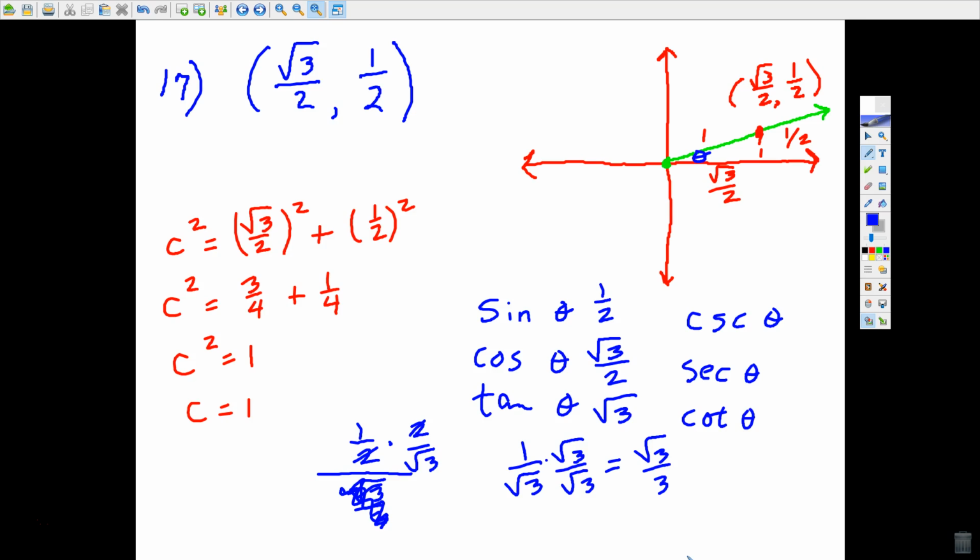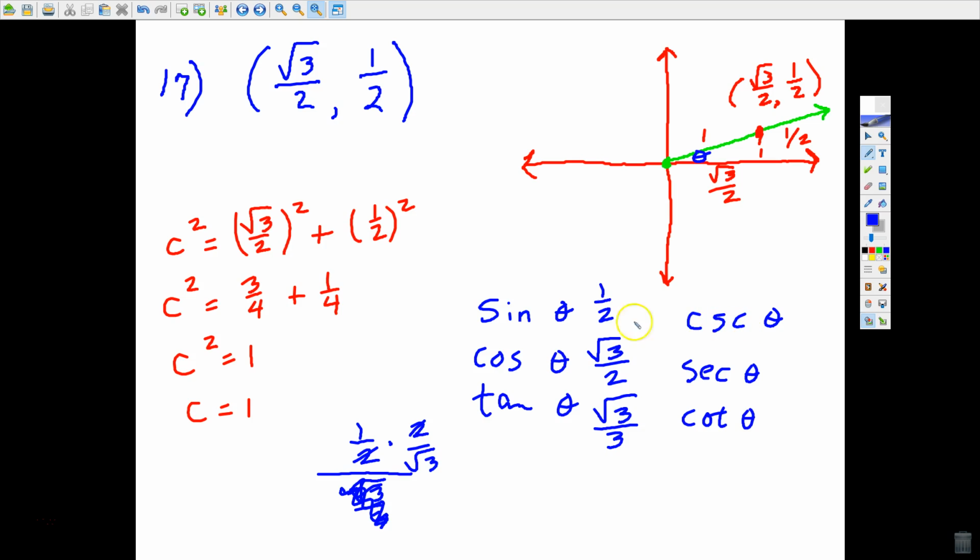Anybody get the square root of 3 over 3? Does that make sense? Any questions on tangent? You can always do tangent as the ratio of sine over cosine. You got that right? The tangent part? Ruthie did? Any questions?